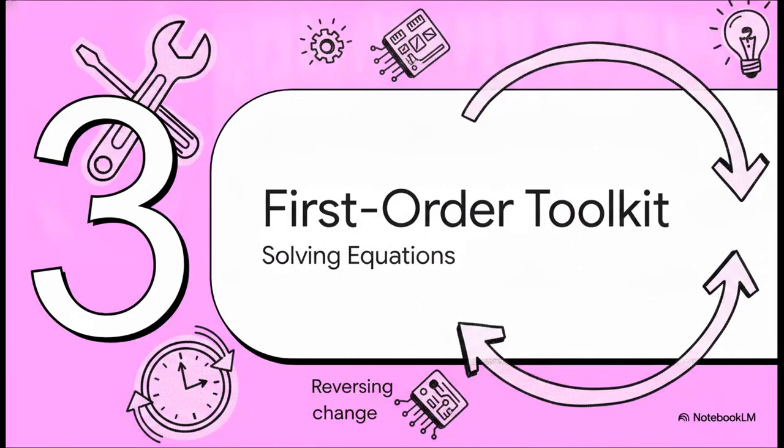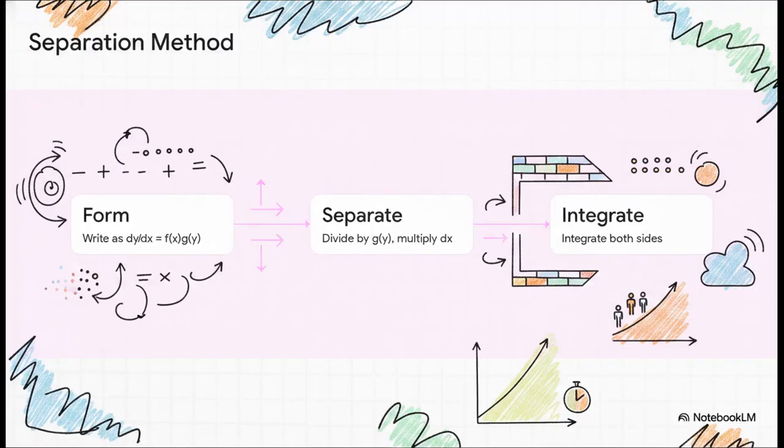That brings us to Section 3, the first-order toolkit. I like to call these hacks for reversing change. We are definitely not doing tedious mathematical proofs today. Instead, we're looking at clever, practical hacks to reverse engineer rates of change and uncover our unknown functions. The first major hack is the method of separation of variables. It's a really elegant 3-step recipe.